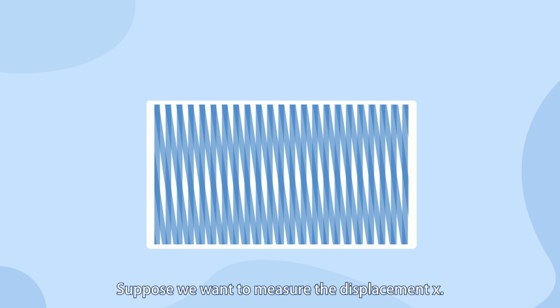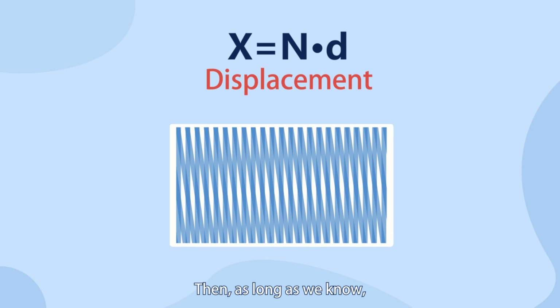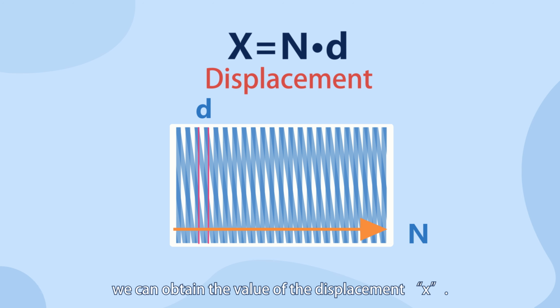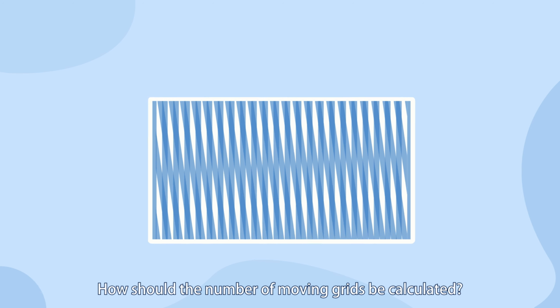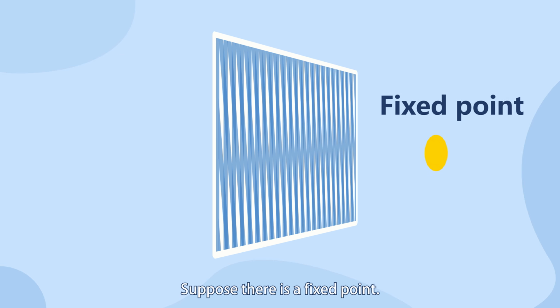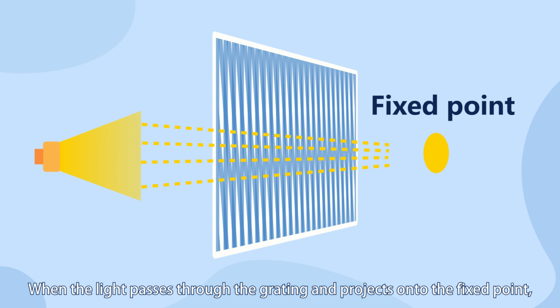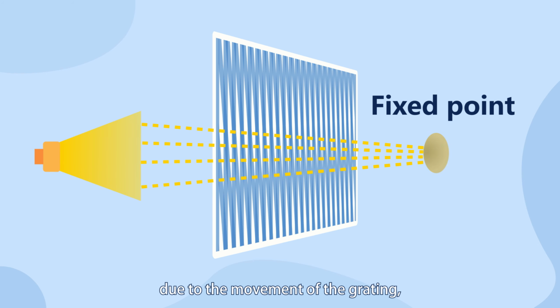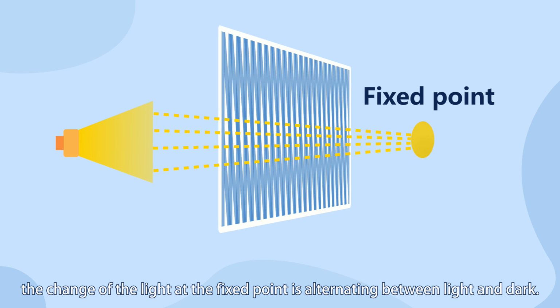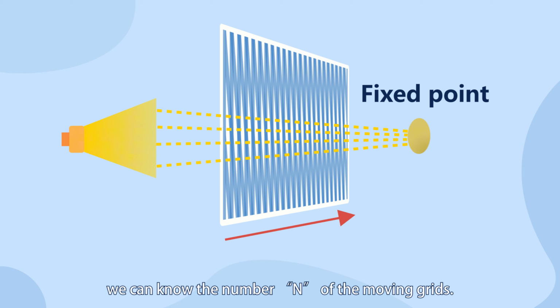Suppose we want to measure the displacement x. Then, as long as we know the grade width d of the grating and the number n of the moving grades, we can obtain the value of the displacement x. How should the number of moving grades be calculated? Suppose there is a fixed point. When the light passes through the grating and projects onto the fixed point, due to the movement of the grating, the change of the light at the fixed point is alternating between light and dark. By recording this change, we can know the number n of the moving grades.